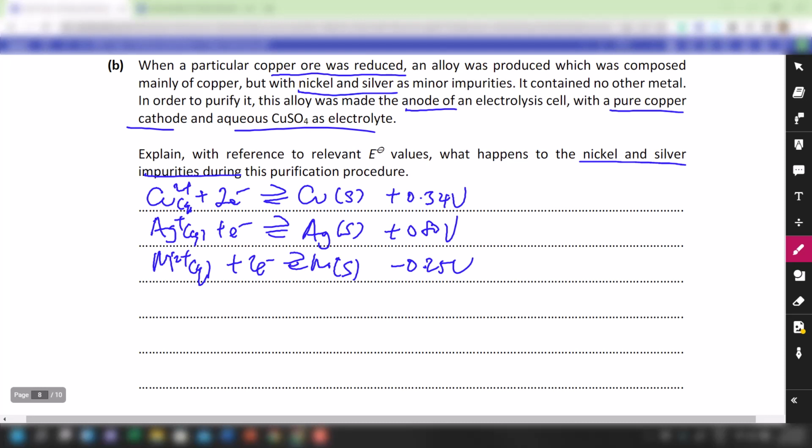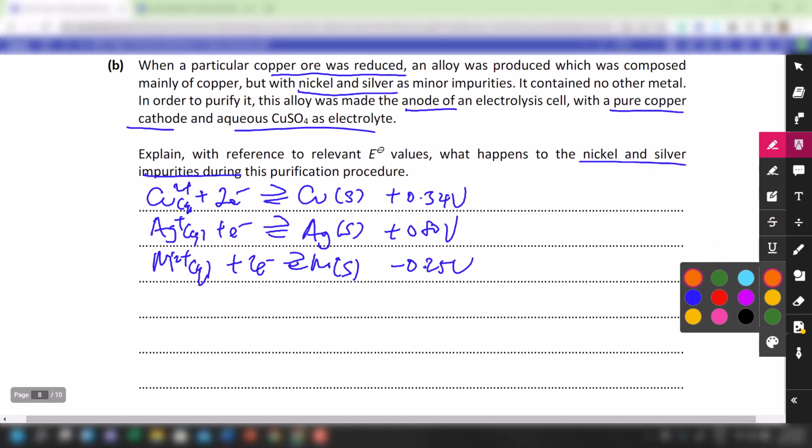Of course, for copper, it won't oxidize, but for nickel, maybe after a long time. Okay, so that is something you need to be aware of. However, for the external power supply, when you're designing the electrolytic plant, you have the liberty to adjust the voltage such that only copper will be oxidized, but not silver. Why is that the case?